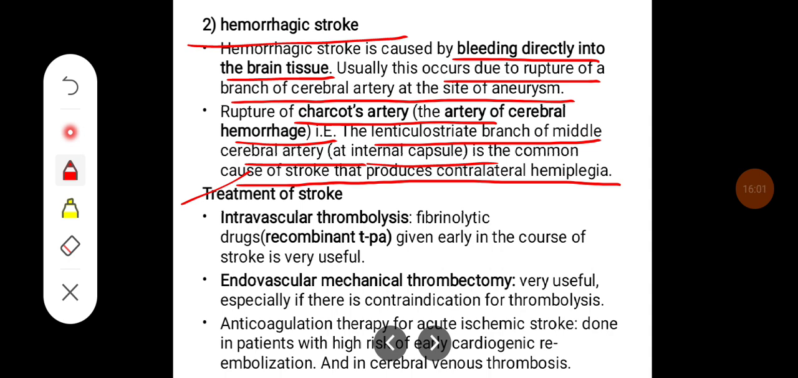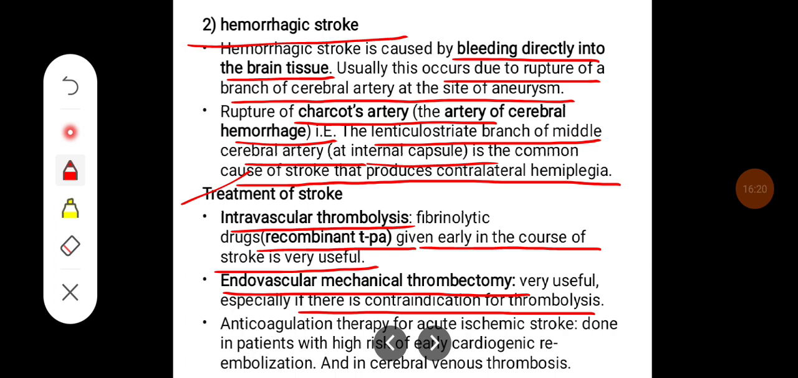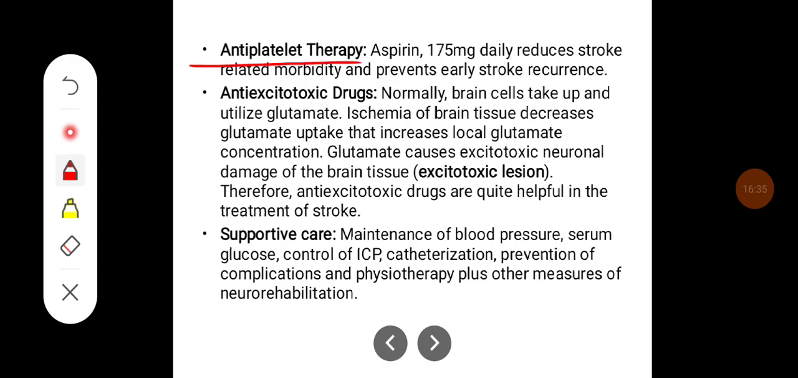Treatment of stroke. Intravascular thrombolysis. Fibrinolytic drugs like recombinant tissue plasminogen activator given in the early course of the stroke are very useful. Then endovascular mechanical thrombectomy is very useful, especially if there is a contraindication for thrombolysis. Anticoagulation therapy for acute ischemic stroke is done in patients with high risk of early cardiogenic reembolization and cerebral venous thrombosis. Antiplatelet therapy: aspirin 175 milligrams daily reduces stroke related morbidity and prevents early stroke recurrence.